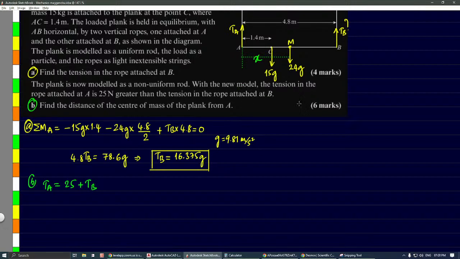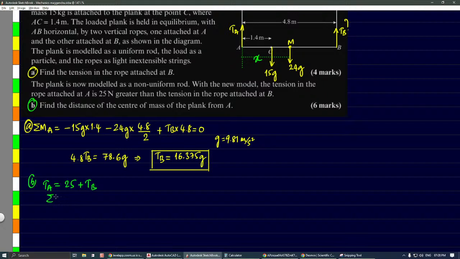Now x value we don't know for B bit. For A bit, because it was uniform, we got the midpoint, x was half of 4.8. Now it won't be that. So he's asking the distance of the center of mass from A. So we have to find the value of x.